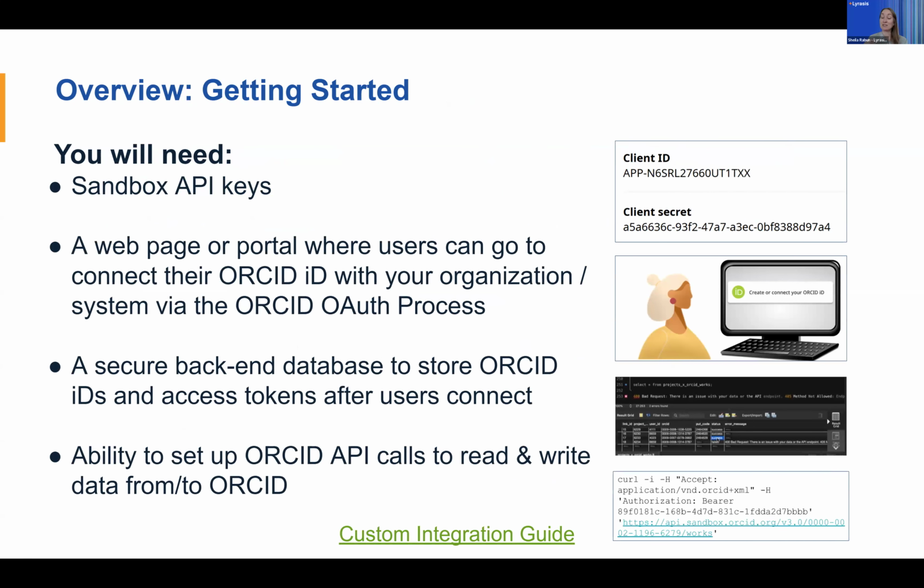So getting started, you're going to need some sandbox API keys. And you'll need some sort of user-facing web page or portal where your researchers can go to connect their ORCID ID with your organization or your system. You'll need some sort of secure database on the back end where you're going to be storing your researchers' ORCID IDs and other detailed information, including access tokens that need to be kept secure. And then you will need the ability to set up ORCID API calls to read and write data from ORCID to and from ORCID.